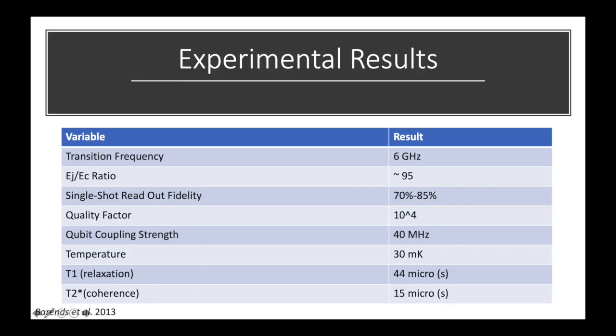So in the Barron's experiment, they used aluminum material and identified the transition frequency at 6 gigahertz. They achieved a high EJ-C ratio of 95, which helps eliminate qubit sensitivity to charge noise. They also achieved a single-shot readout fidelity of 70 to 85% with a Q of 10 to the 4th. And the qubit coupling strength was 40 megahertz, and the temperature was 30 millikelvin. Furthermore, they accomplished a high T1 relaxation time of 44 microseconds and 15 microsecond coherence time.